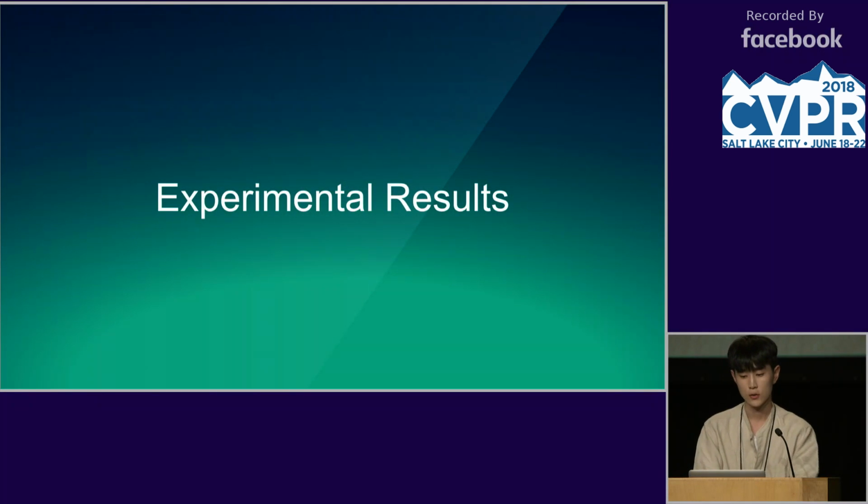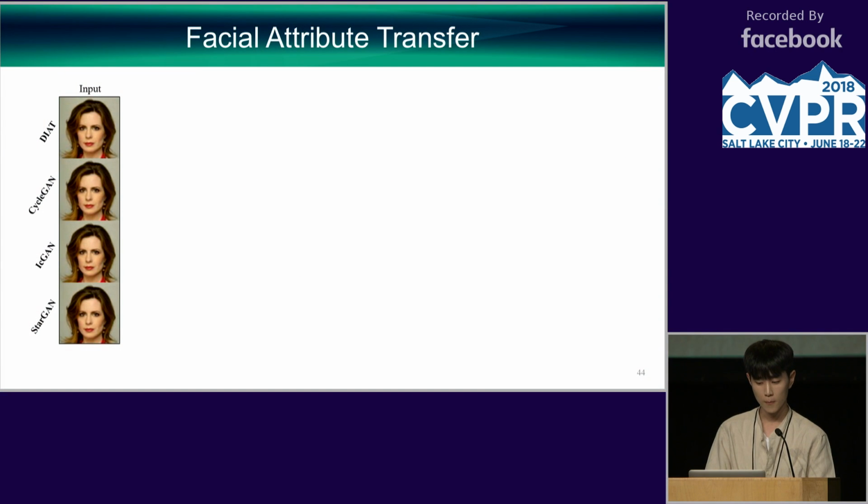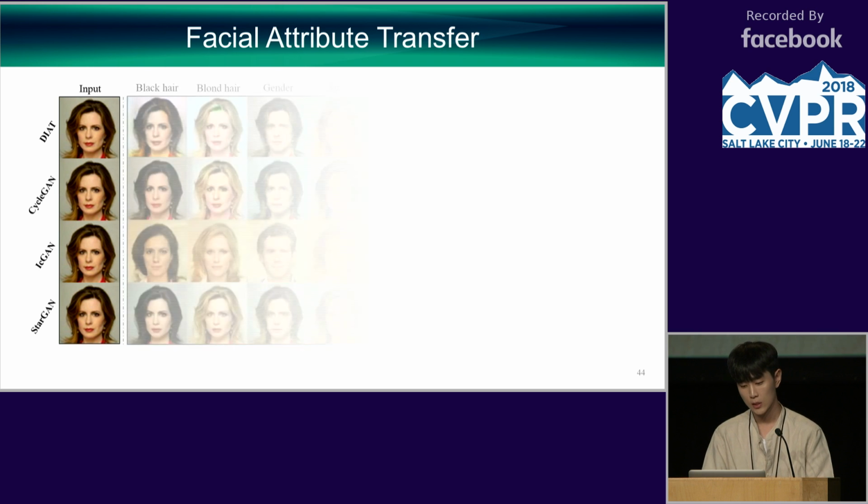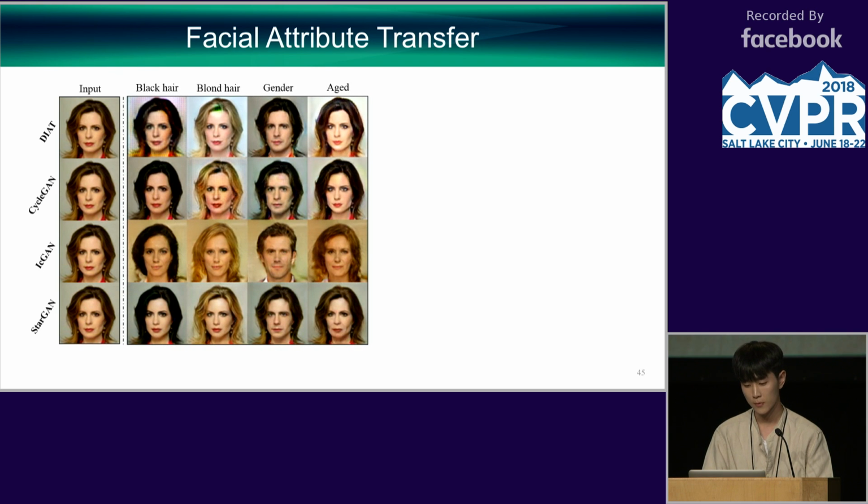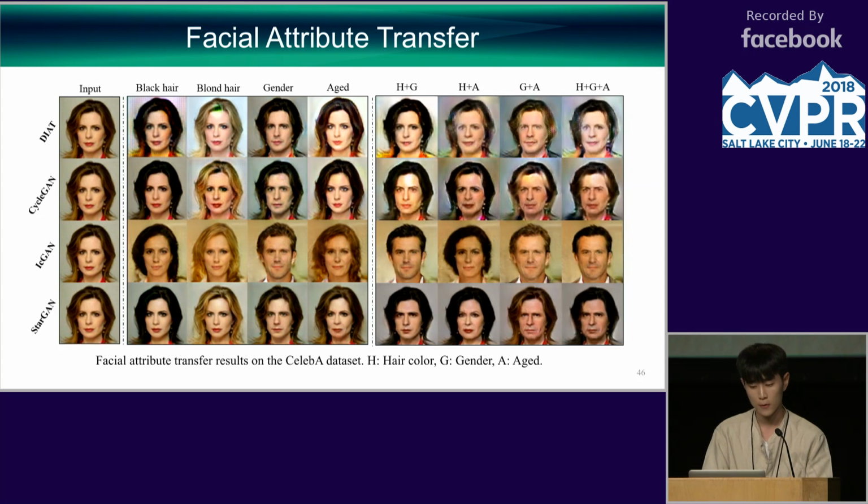Let's take a look at the experimental results of StarGAN. First, we compare StarGAN to the baseline models on a facial attribute transfer task. We adopt DIAT, CycleGAN, and IcGAN as our baseline models. We use the CelebA dataset, which provides attribute labels such as hair color, gender, and age. For cross-domain models such as DIAT and CycleGAN, we train the models multiple times for every pair of image domains. We also perform image translation on a multi-attribute transfer task.